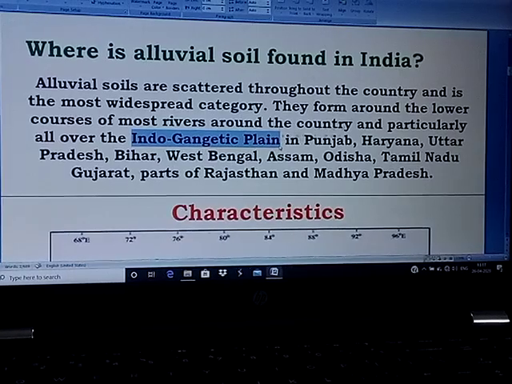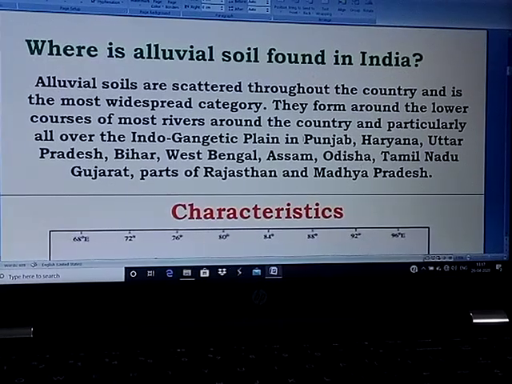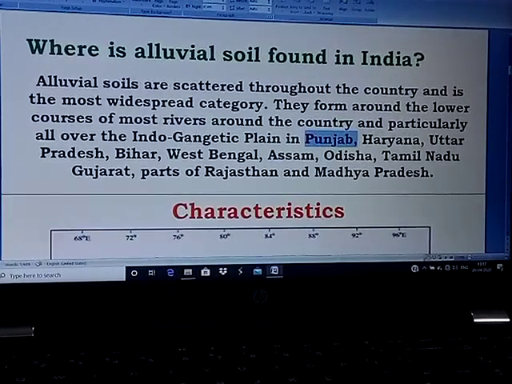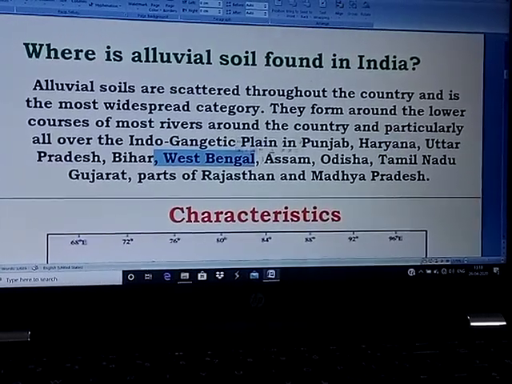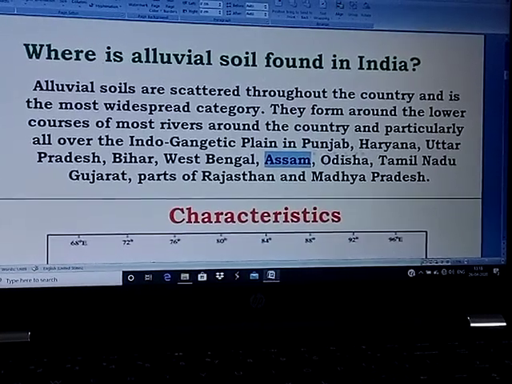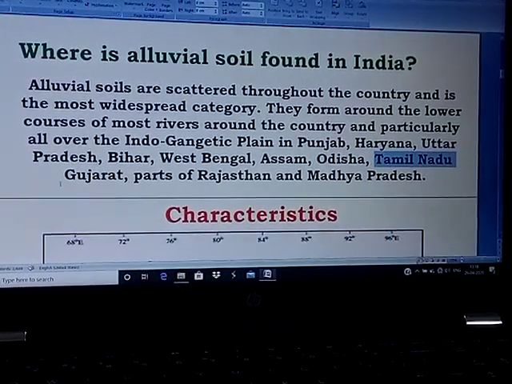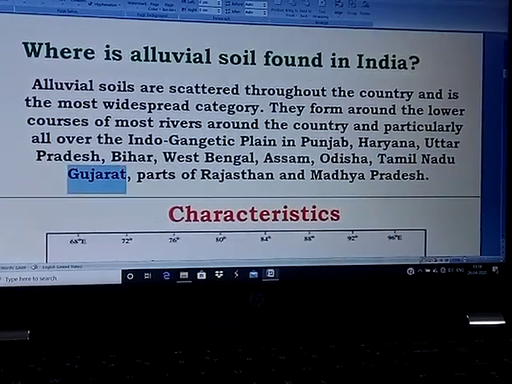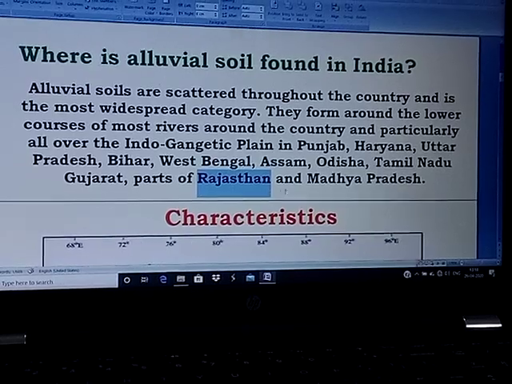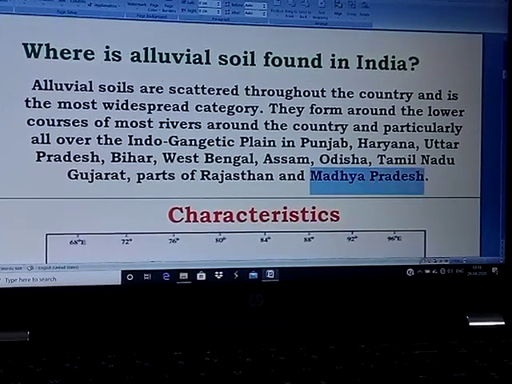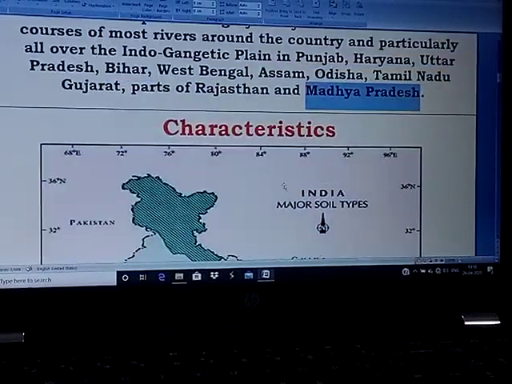So they are formed around the lower courses of most rivers around the country, and particularly all over the Indo-Gangetic plain. This is the main region where the alluvial soil of India is found, and this is obviously spread over many states: Punjab, Haryana, Uttar Pradesh, Bihar, West Bengal, Assam, because we have the Brahmaputra river there, then Odisha, river Mahanadi, Tamil Nadu, you have river Krishna, Gujarat, we have Tapi, Narmada, etc. and parts of Rajasthan. Rajasthan doesn't have many rivers, but in Madhya Pradesh we have, because there is Chambal, Son, etc.